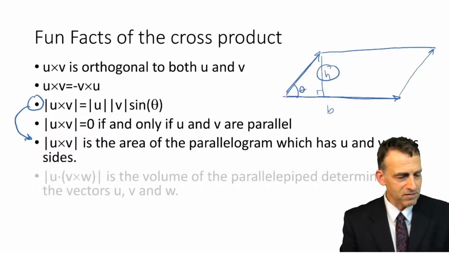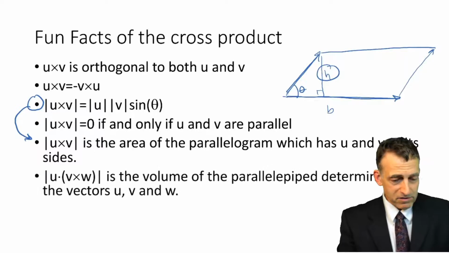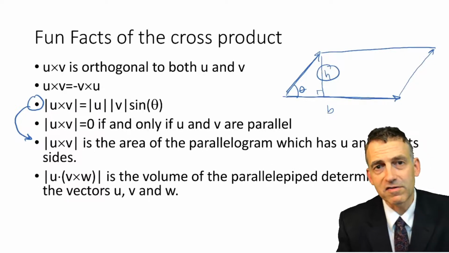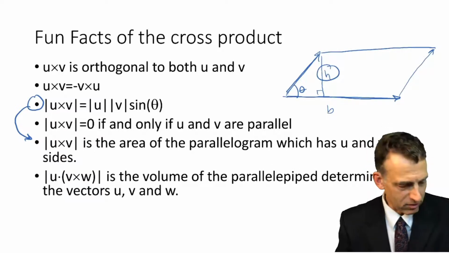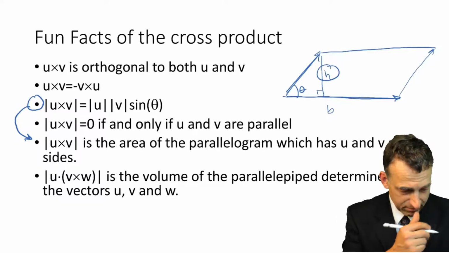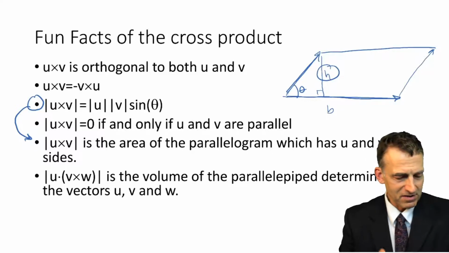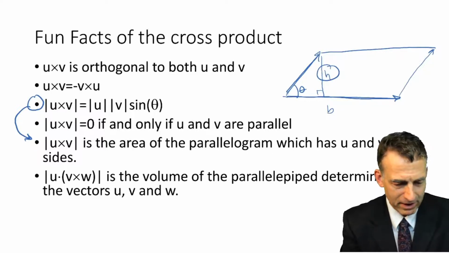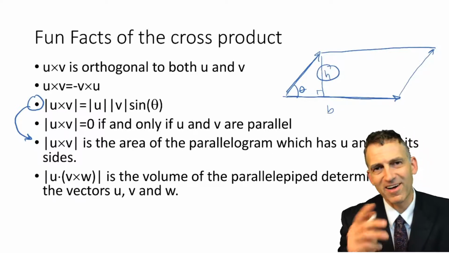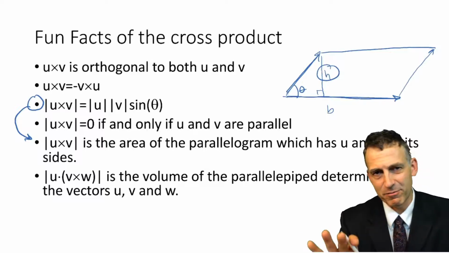So the magnitude of u crossed with v is the area of a parallelogram which has u and v as its sides. This next one is even crazier. It is sometimes called the triple scalar product. The magnitude of u dotted with v crossed with w is the volume of the parallelepiped. I'll show you what that is. It's just a box that's been pushed over on its side.